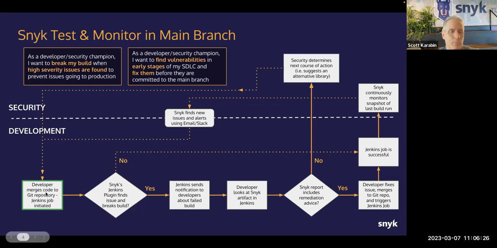So we could actually merge our code. And as we're merging our code, if we're using a CI/CD tool and it's going to production, it could grab that main branch and we could run a scan on that. And then if anything was found, the developer could be notified of any problems, and that report could then tell us how to fix things.